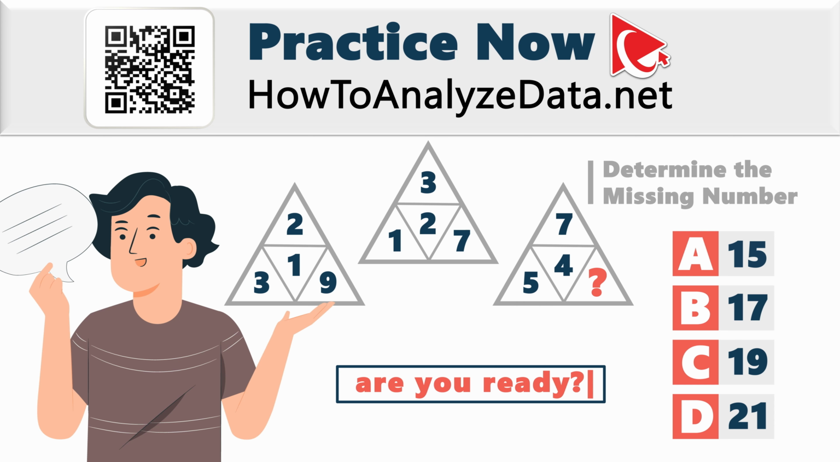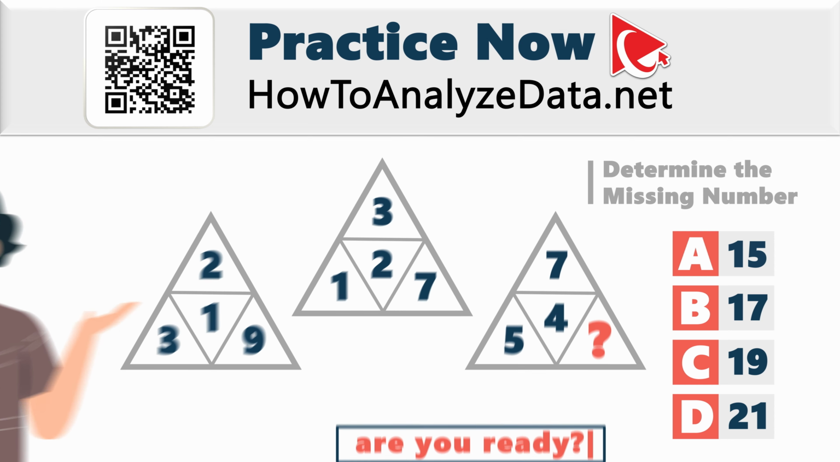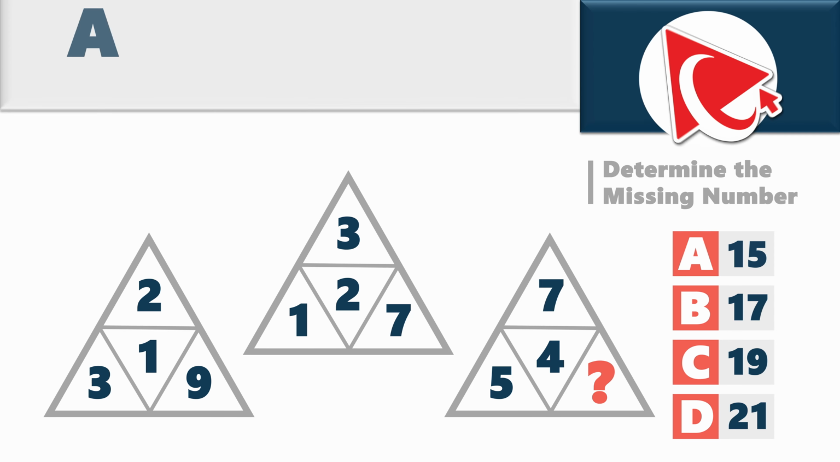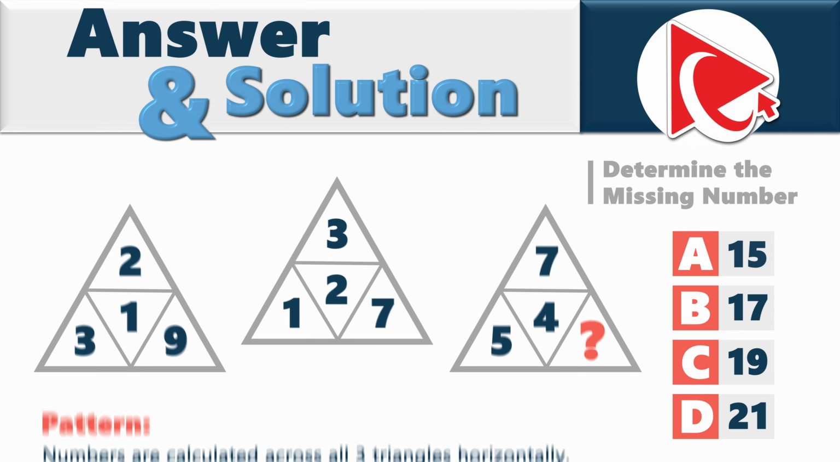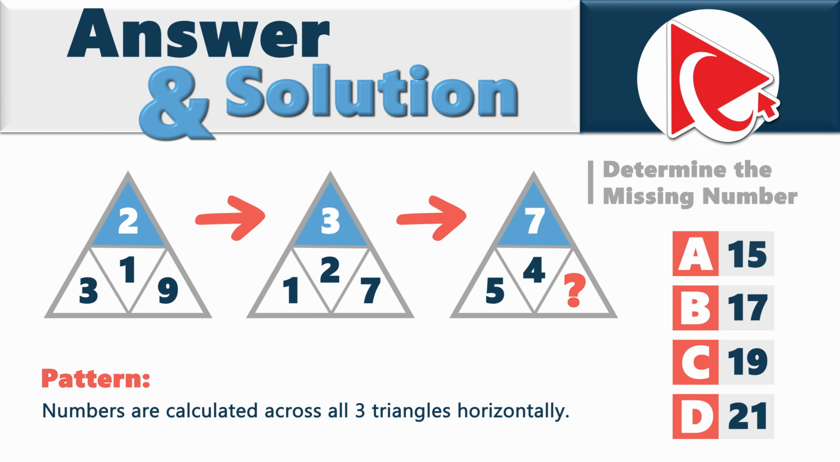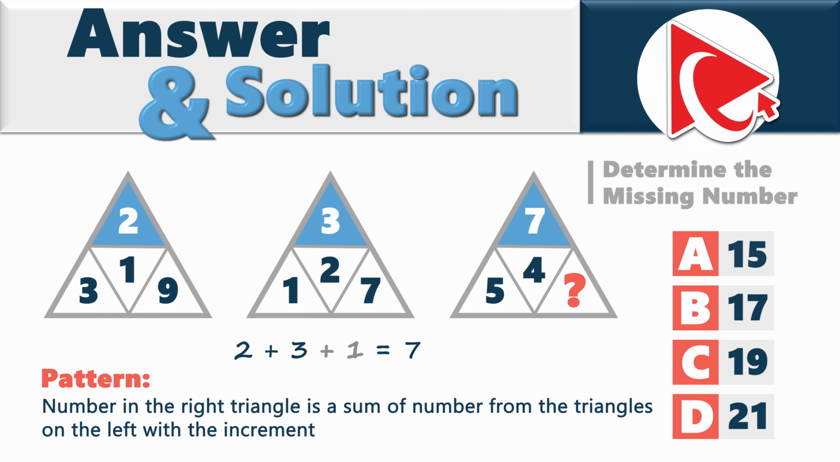Are you ready with your solution? I hope you are. So let's move forward and compare our versions of the answer. If you looked closely enough, you might have noticed that numbers here are calculated across all 3 triangles horizontally. Let's look at the examples. On the top of 3 triangles, there are numbers 2, 3, and 7. 2 plus 3 plus 1 equals 7. So the pattern here is that the number in the right triangle is the sum of numbers from the left and the middle triangles with addition of the increment.